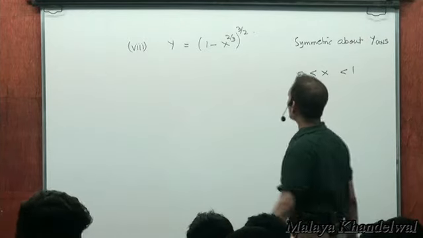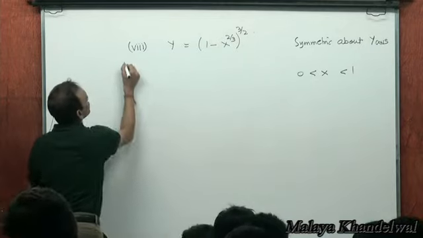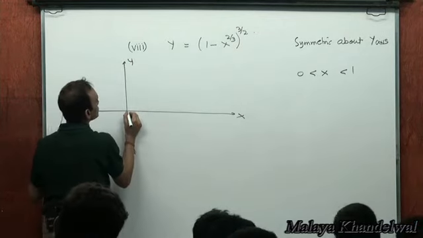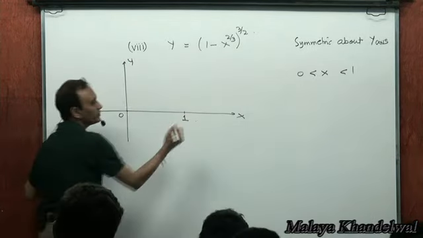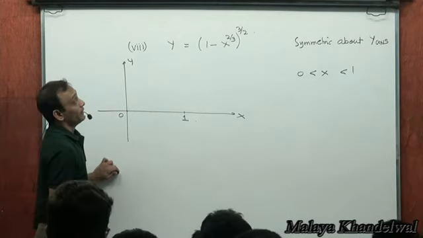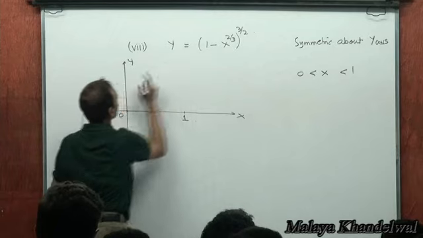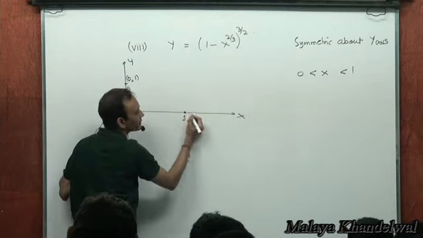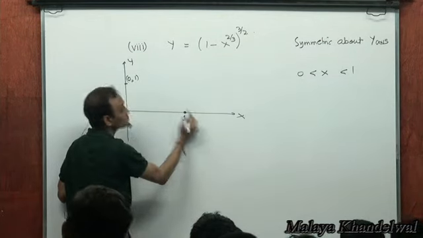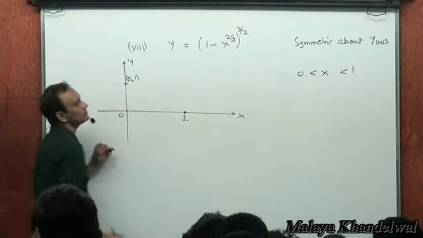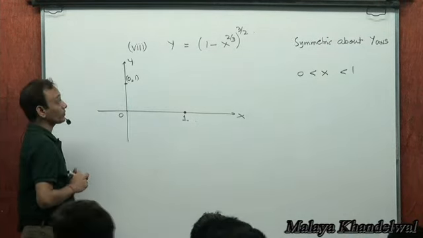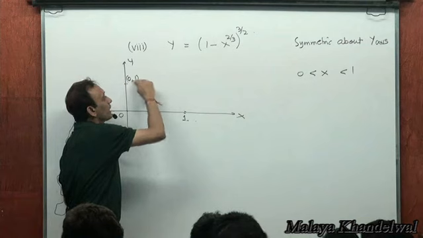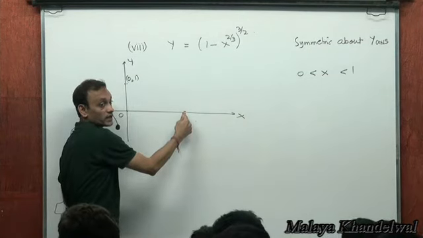So in the first quadrant, the graph exists only between 0 and 1. At x equal to 0, y is 1. At x equal to 1, y is 0. So these are 2 points on the graph. Now, between these two, you could either have something like this, or you could have something like this. Let's see what happens.